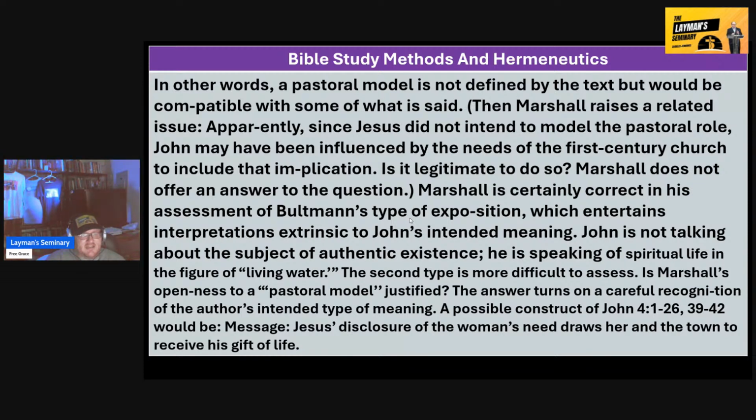Then Marshall raises a related issue. Apparently, since Jesus did not intend to model the pastoral role, John may have been influenced by the needs of the first century church to include that implication. Is it legitimate to do so? Marshall does not offer an answer to the question. Marshall was certainly correct in his assessment of Bultmann's type of exposition, which entertains interpretations extrinsic to John's intended meaning. John is not talking about the subject of authentic existence. He's speaking of spiritual life in the figure of living water. The second type is more difficult to assess. Is Marshall's openness to a pastoral model justified?